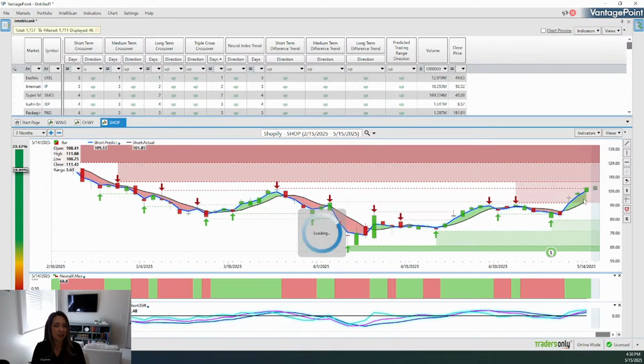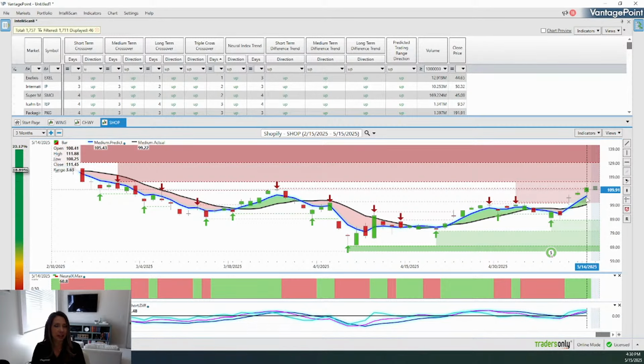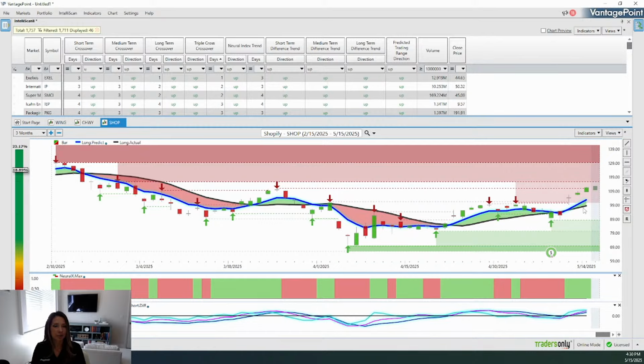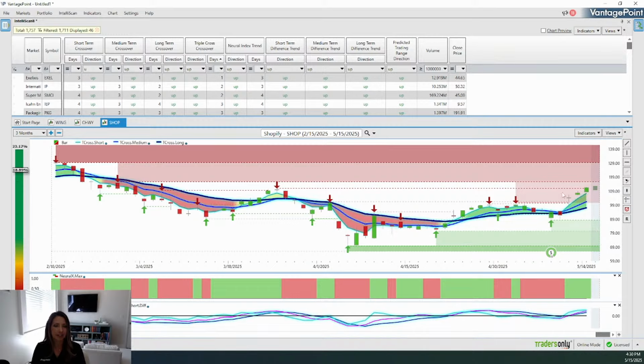All right. So I'm going to switch over to our medium-term crossover, and our medium-term crossover we can see is up as well. Our long-term crossover also up, and then also our triple cross is confirmed in the up direction as well. So we can see really quickly how we're able to identify really great opportunities here within the software so efficiently. I mean, this took us less than 5 minutes, even with our little technical difficulties here.